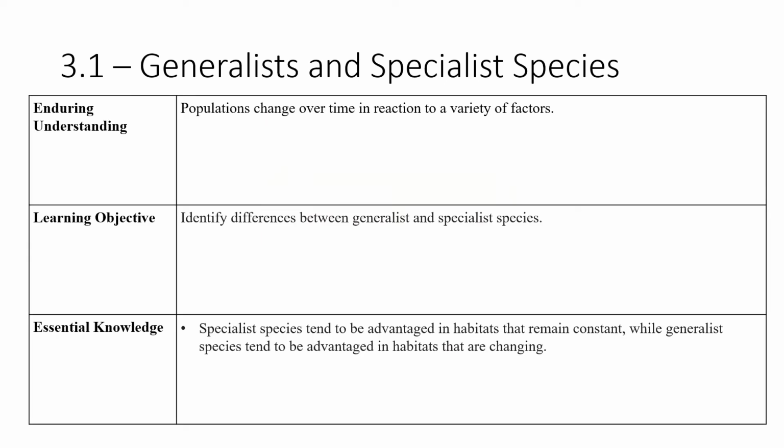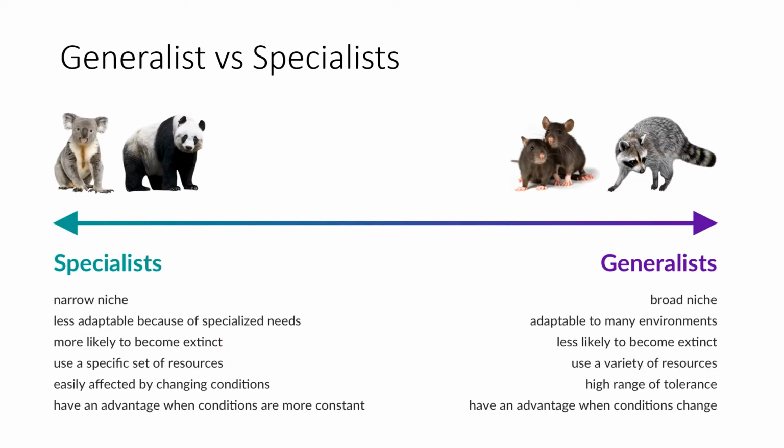So again, here are your learning objectives. Make sure you review these. But basically, specialists and generalists are exactly what they sound like. Specialists need very specific resources and areas to live in, like the koala and the panda. They're so cute, aren't they?